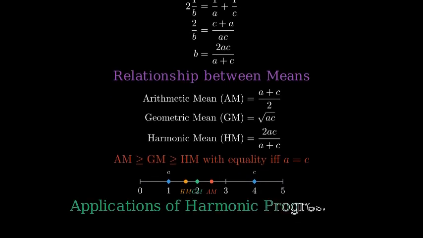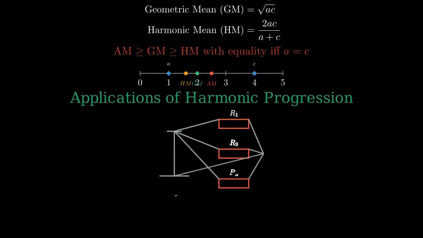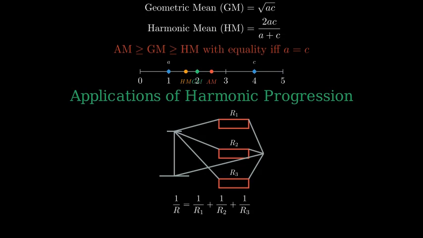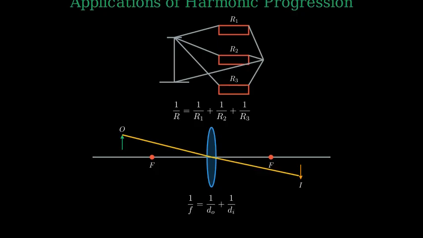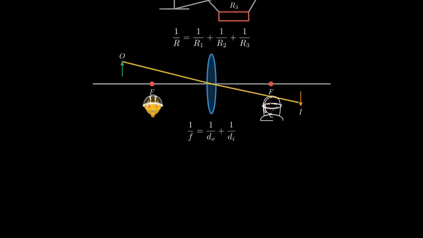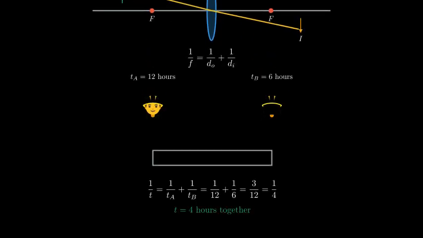Finally, let's briefly discuss some applications of harmonic progressions. One application is in electrical engineering, where resistors connected in parallel follow a harmonic relationship. The effective resistance R is given by 1 over R equals 1 over R_1 plus 1 over R_2 plus so on. In optics, when working with lenses and mirrors, the relationship between object distance, image distance, and focal length follows a harmonic pattern.